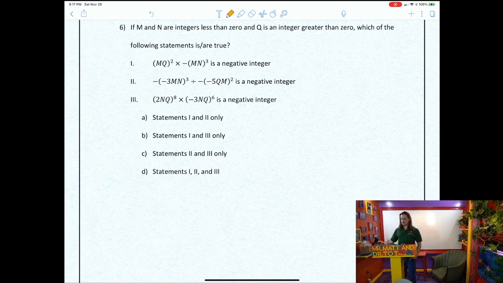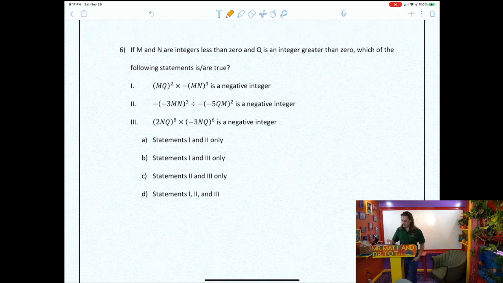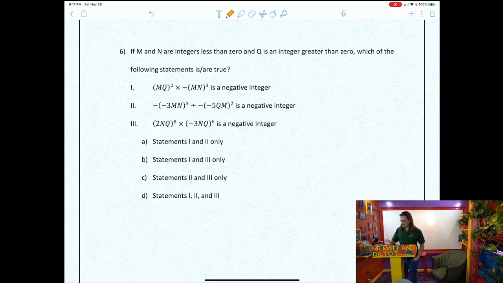So just as with 4 and 5, the domain is the same. So m, we could use negative 1. For n, we could use negative 2. And for q, we could still use positive 1. Solving conceptually, however, m is negative, so this is going to be a negative.